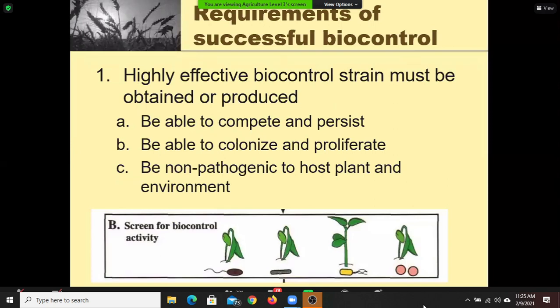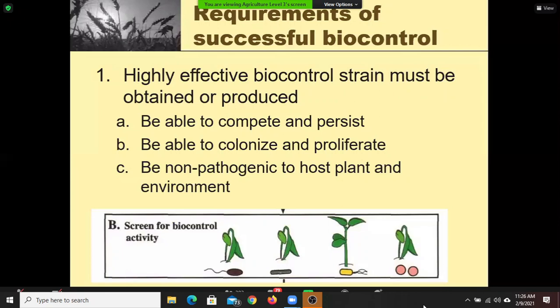So what are the requirements of successful biocontrol? You know, a highly effective biocontrol strain must be obtained or produced. The beneficial microbe should be highly effective, and it must be obtained from the natural environment. We cannot synthesize or produce the biocontrol agent in the lab. So it must be available in the environment, especially in the soil, especially in the rhizosphere, and especially in the phyllosphere. You know, rhizosphere is the root zone of the plant, the topmost soil, the topmost 15 centimeters of soil.